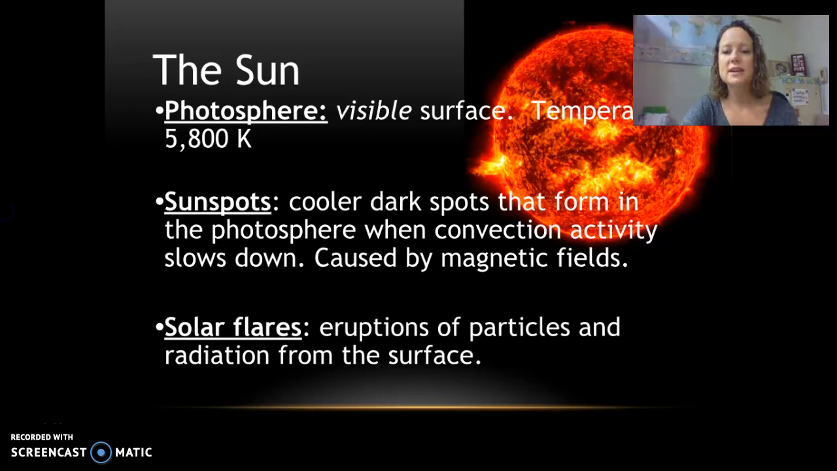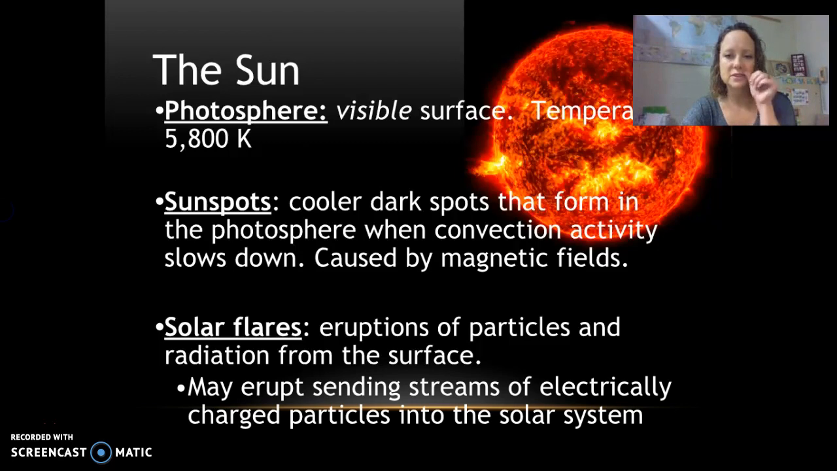If you look at the photosphere, you can also see projections or eruptions of particles. These are called solar flares. Radiation is sent from the surface of the sun. It can affect radio signals on Earth for brief periods of time, but it sends these electrically charged particles throughout the solar system.